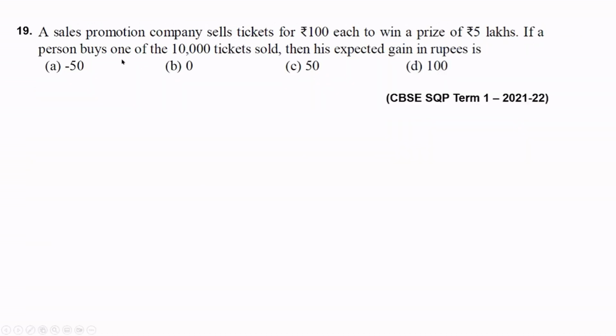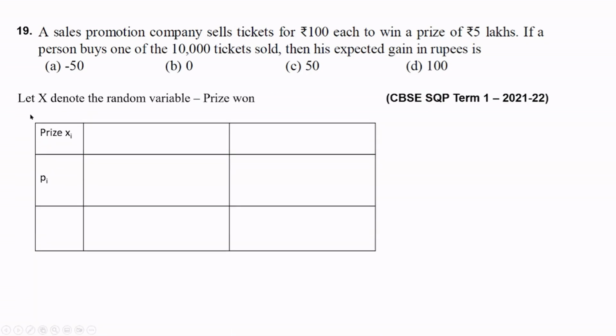Next question. A sales promotion company sells tickets for rupees 100 each to win a prize of rupees 5 lakhs. If a person buys one of the 10,000 tickets sold, then his expected gain in rupees is. So here we can see that there is a sales promotion company which sells tickets each for rupees 100 and the prize amount is rupees 5 lakhs. So the probability that a person will win the ticket is 1 in 10,000, because only one person among these 10,000 will get the prize. We have to find the expected gain in rupees.